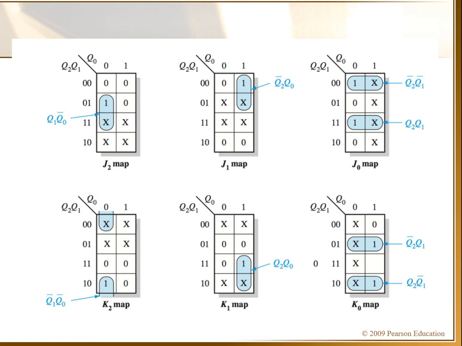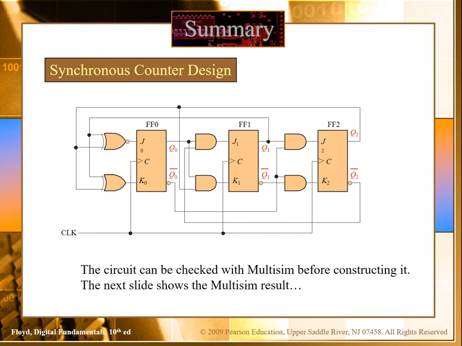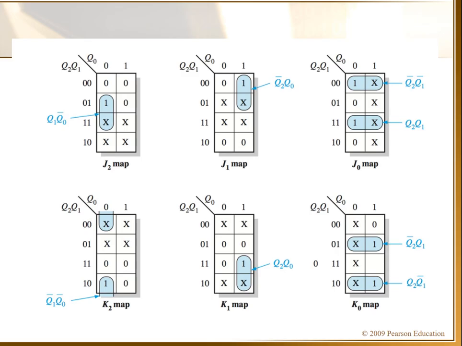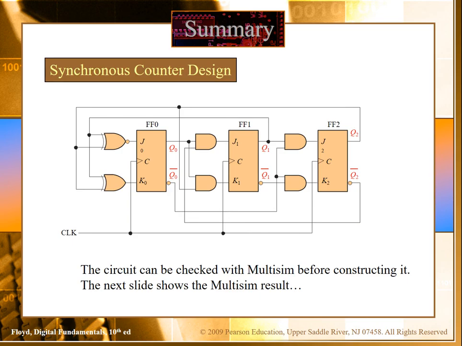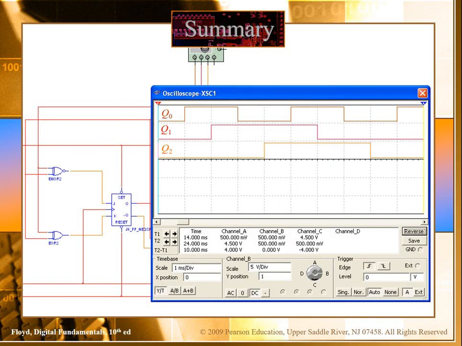These are the K-maps for the 3-bit counter, and this is the final design from these K-maps. We will discuss this final design in the live session.